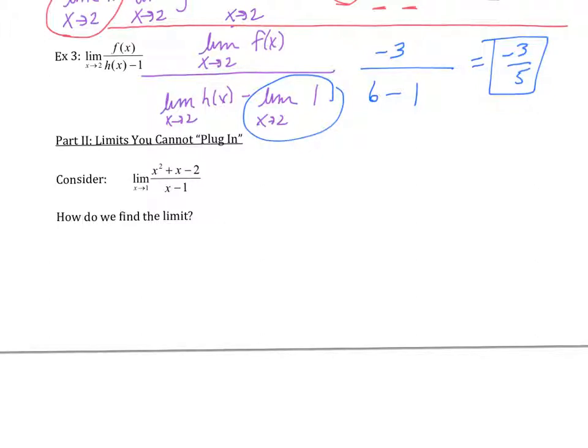It's going to happen where there will be limits that you cannot simply plug in. In this problem here, we have the limit as x approaches 1. Now if you look at the given problem, 1 is undefined for this expression. I cannot plug in 1 because the denominator is equal to 0. However, that does not mean that the limit automatically doesn't exist. It just means that you need to work a little bit harder.